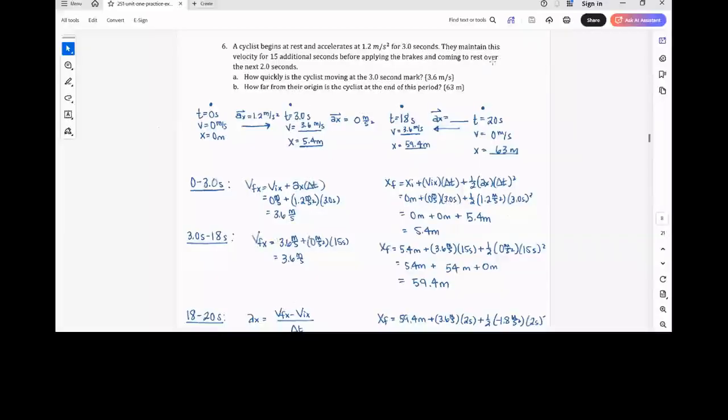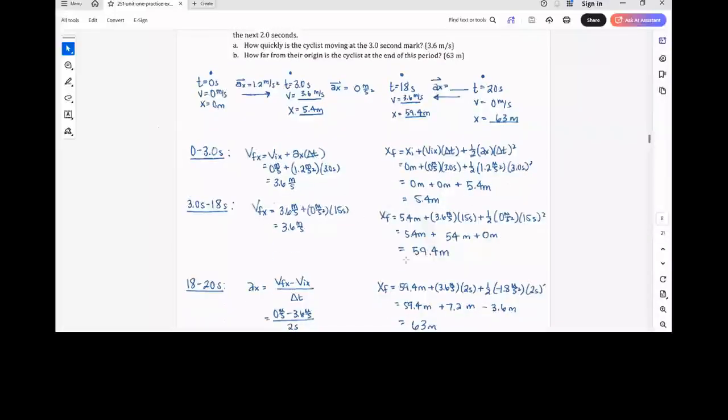Now I can switch to the middle part of the story. So maintaining a velocity for 15 additional seconds. That tells me that the acceleration is going to be equal to 0. So if I know the velocity at t is equal to 3 seconds, I also know it's the same velocity at t is equal to 18 seconds. Now, the most interesting thing is to figure out how much distance the cyclist covers over that period.